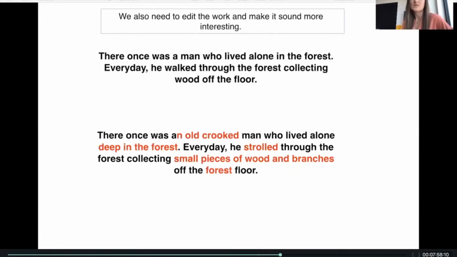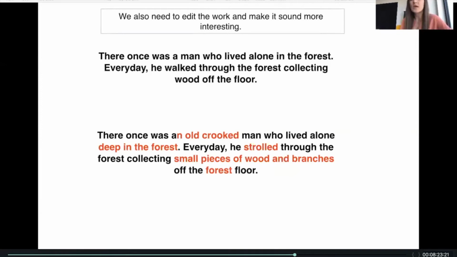We also need to edit our work and make it more interesting. And this is something that I always try and say to you. Make sure when you are reading through that it is exciting, that you are using interesting vocabulary that I know that you are able to do. So if we look here, it says, there once was a man who lived alone in the forest. Every day he walked through the forest collecting wood off the floor.